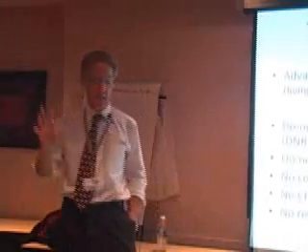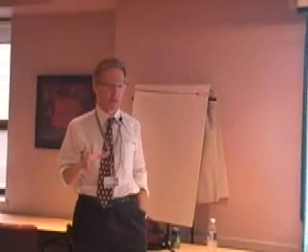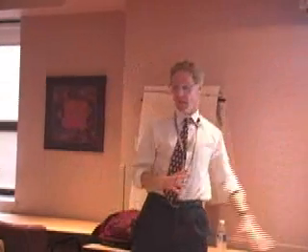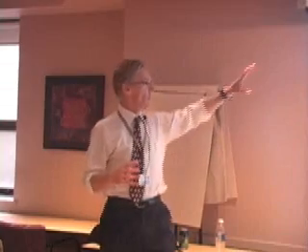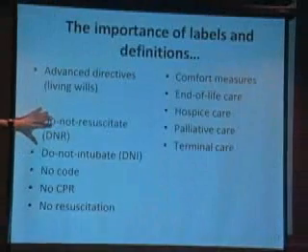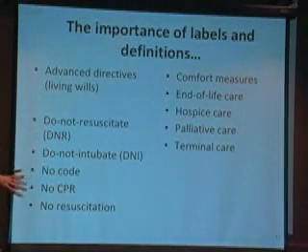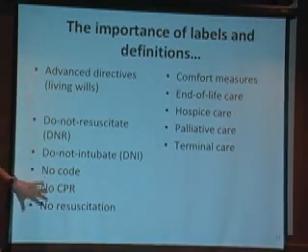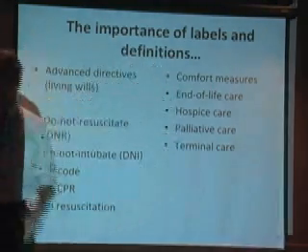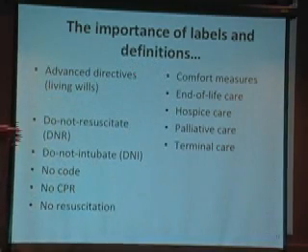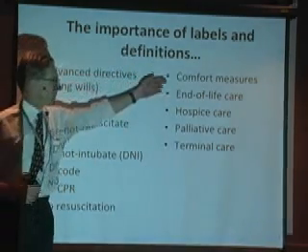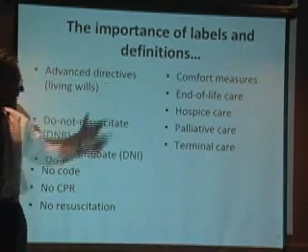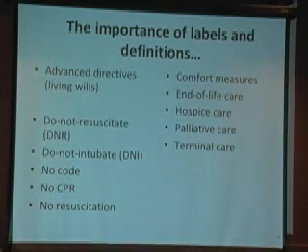And so this is where it gets important about the labels and definitions. All of these things on this slide, to my mind, can be conflated together. So you've got these advanced directives or living wills, which really should be separated from do not resuscitate orders, or do not intubate orders, or no code, no CPR, no resuscitation. So there's this group of sort of classic DNR. And then there's all this other stuff that should or should not come along with the DNR, which is identification of what we call comfort measures, end-of-life care, hospice care, palliative care, terminal care.